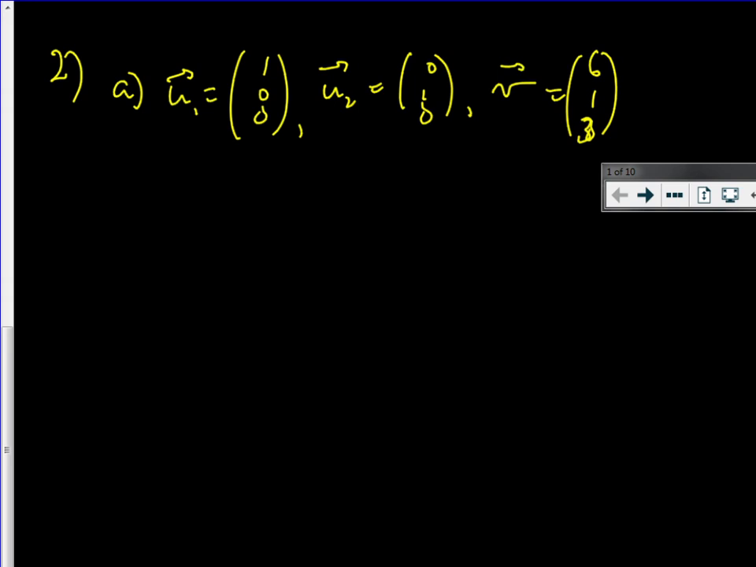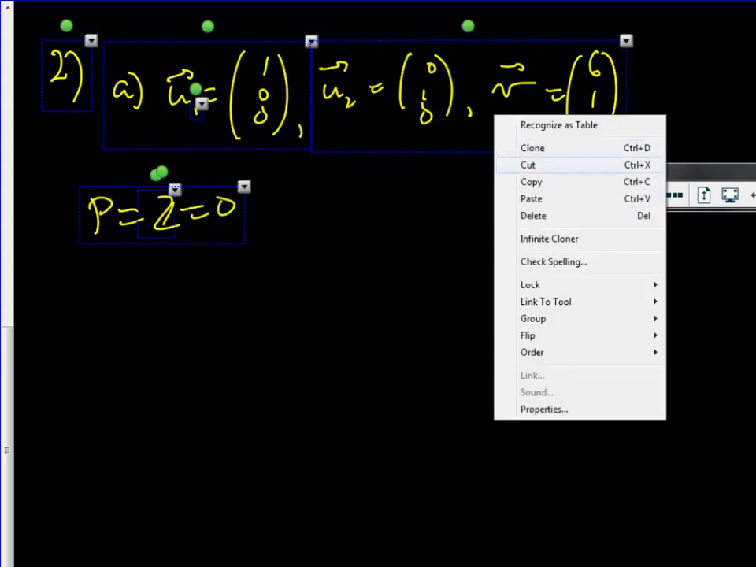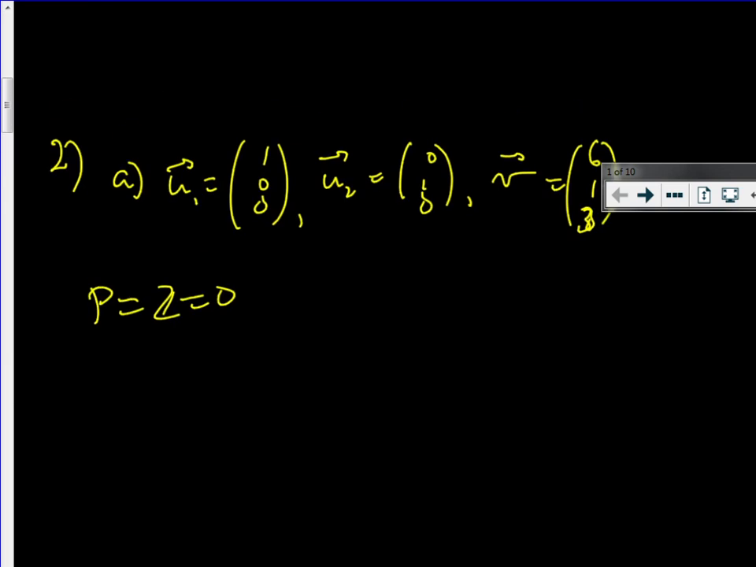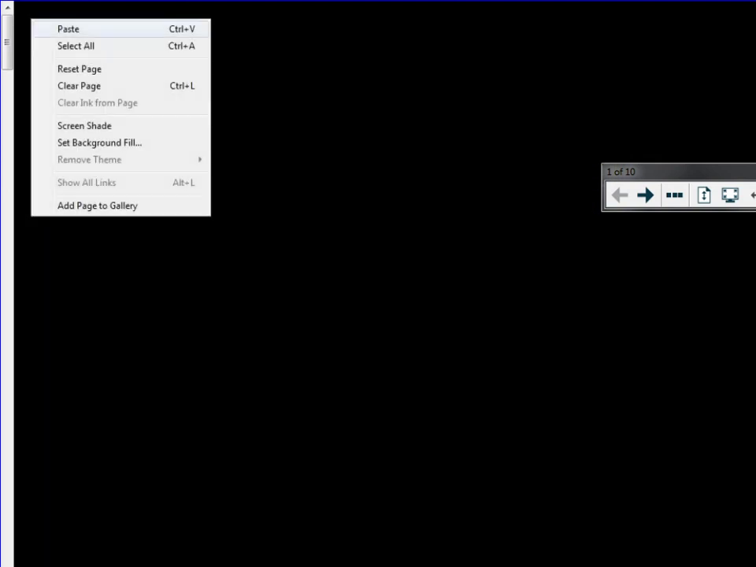And let's see what they want. They want P, the plane, to be z equals 0. That's just the xy plane. It doesn't go up any. It doesn't go down any. But what I do want to do is go up. So one moment, please. Let's copy this. Let's delete it and paste it on the top. Okay.